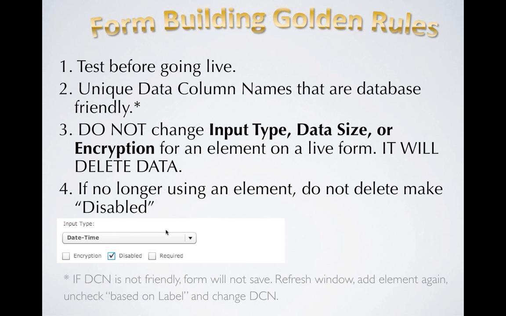I have a little asterisk on the bottom here that says if the data column name is not friendly, the form will not save. So if you're familiar with Form Builder, you've probably received this error message before. It's a very easy fix. Just refresh your browser window and add the element again. Uncheck the Based on Label box and then change the data column name.